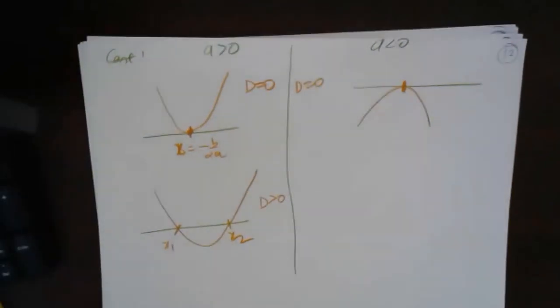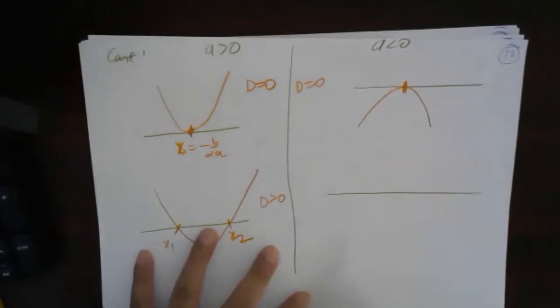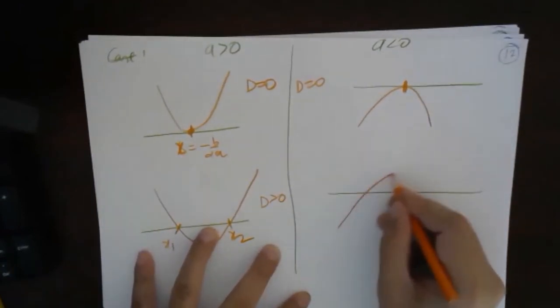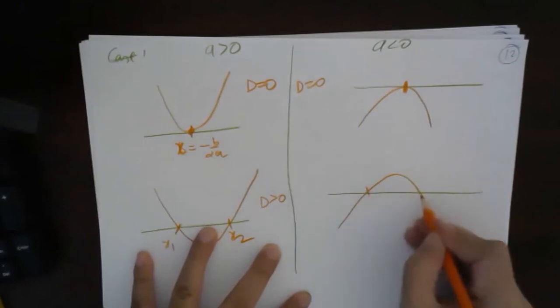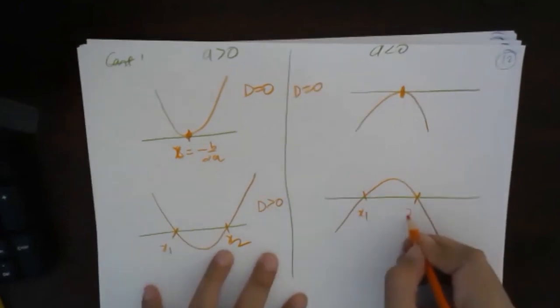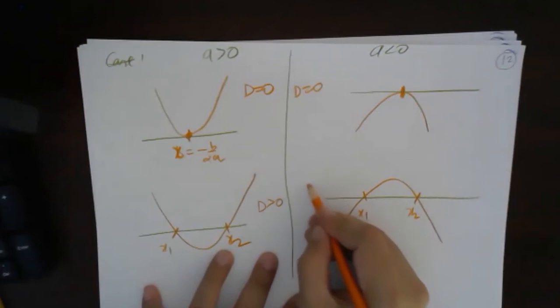Okay. Same for this one. Now this will be downward facing, but it will intersect the x-axis at 2 points. Again, this will be x1, this will be x2. Two distinct roots, d greater than 0.